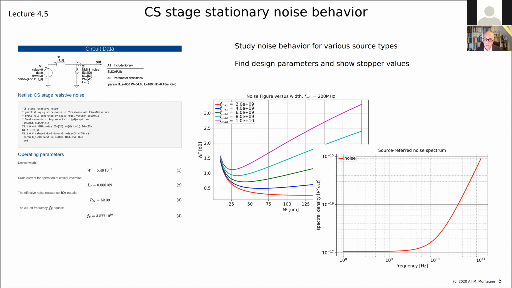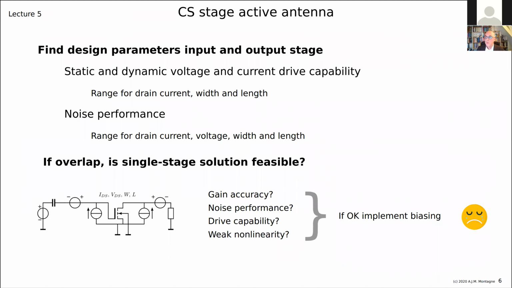So how can we find, at a very early stage of the design, the parameters that tell us whether the noise performance is achievable, and what we shall do about it? How do we have to design it? That is basically what we are studying in this lecture. And of course, as I told you, we want to illustrate the application of all this knowledge in the active antenna.